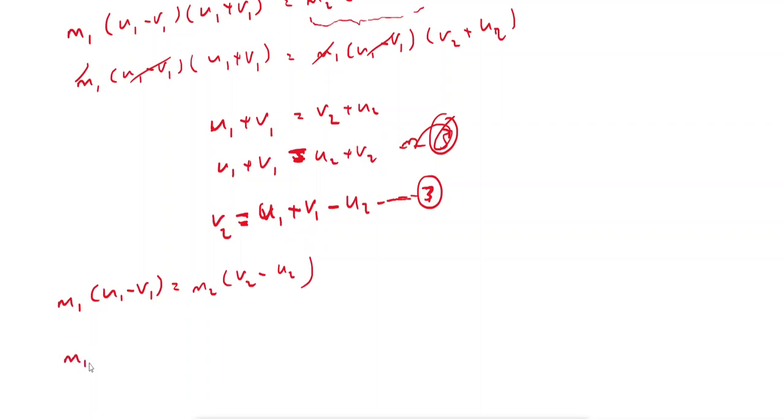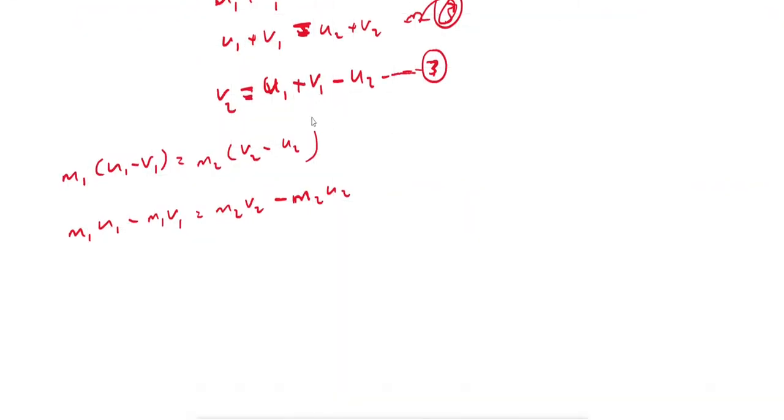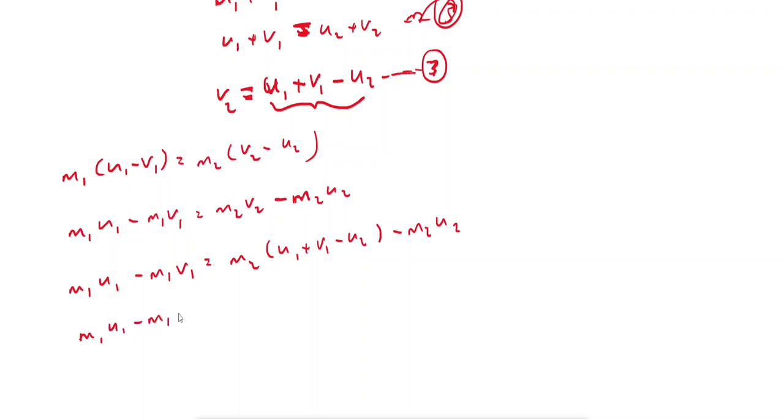So what I'm going to have: M1 U1 minus M1 V1 is going to be equal to M2 V2. Let me start like that, and then M2 U2. I'm just expanding this and multiplying the brackets so that it's easy to follow. Where I say V2, I'm going to put this, and it becomes M1 U1 minus M1 V1 equals M2 times U1 plus V1 minus U2, and then minus M2 U2.